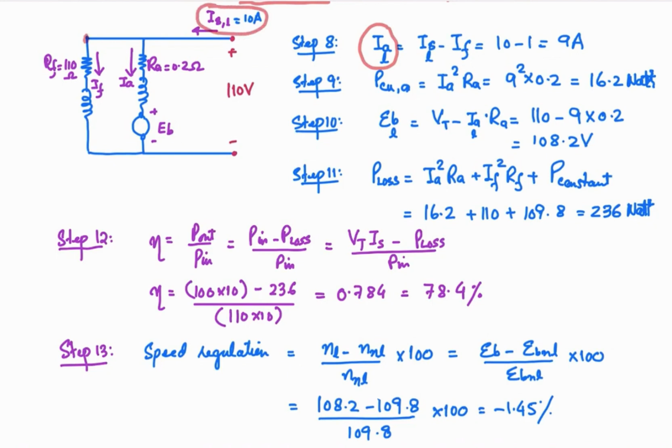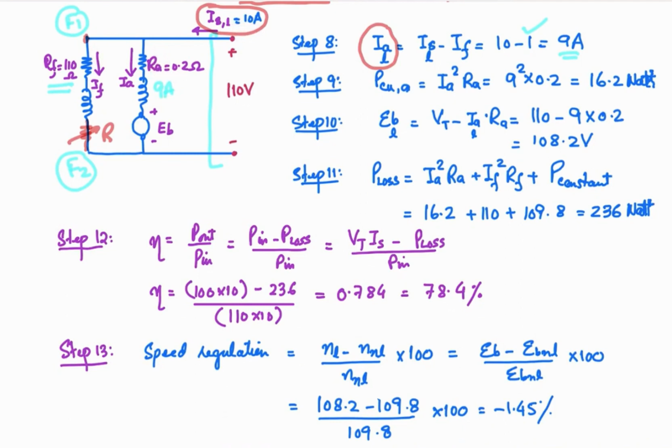Field current will remain the same because there is no change in this. In order to change the field current, you would have to connect a variable resistance over here. But in this particular example, there is no change in the field current because no variable resistance is there, and the field resistance is 110 ohm. So terminal voltage is not changed, so field current will remain the same, that is 1 ampere. Now armature current is changed to 9 ampere because our supply current is changed to 10 ampere. 10 ampere minus 1 ampere, the rest of the current, that is 9 ampere, is going to flow in your armature.